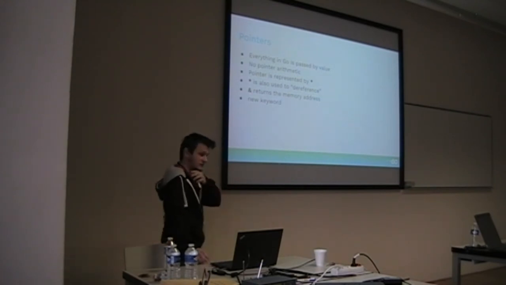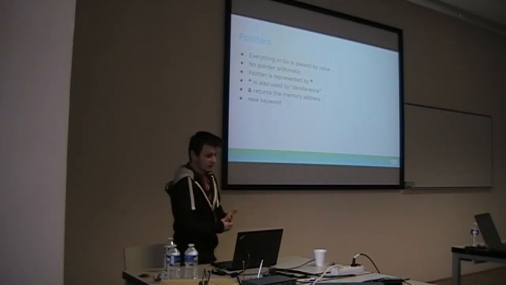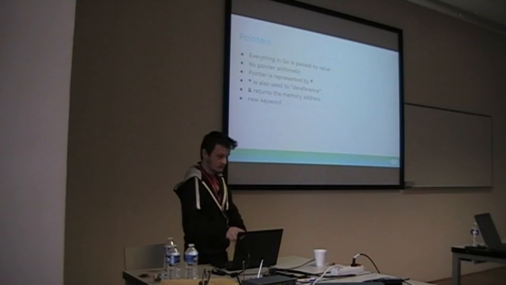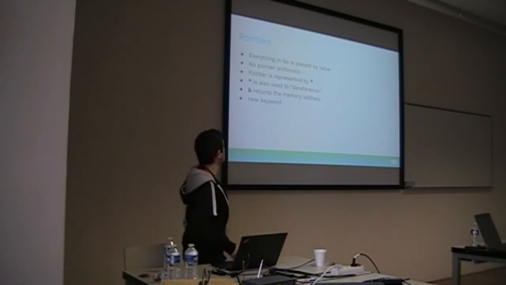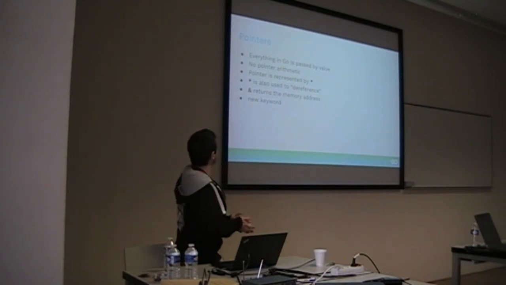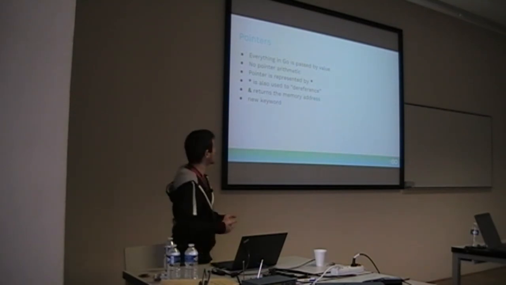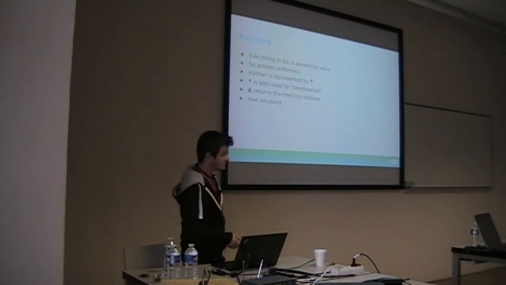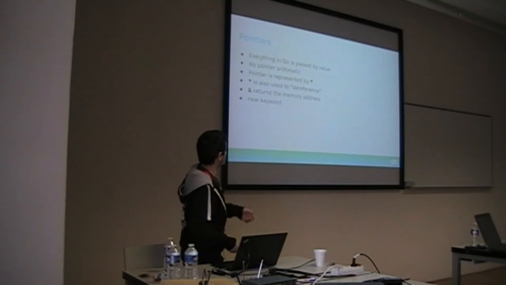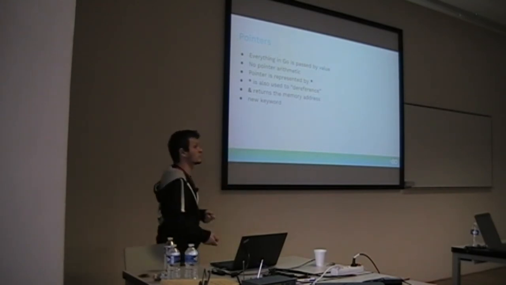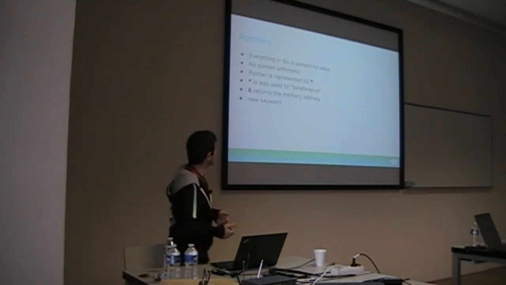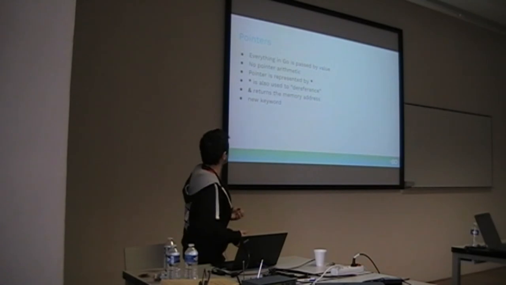Pointers. Something very different is that you have pointers in Go. You will find pointers in C and C++, but not in Python. Everything in Go is passed by value. There is no pointer arithmetic, which is why it makes Go a safe language. Pointers are represented by an asterisk, which is also used to dereference. The ampersand returns the memory address, and there is the new keyword, but we don't have a free keyword because Go manages this with the garbage collector when your object is destroyed.